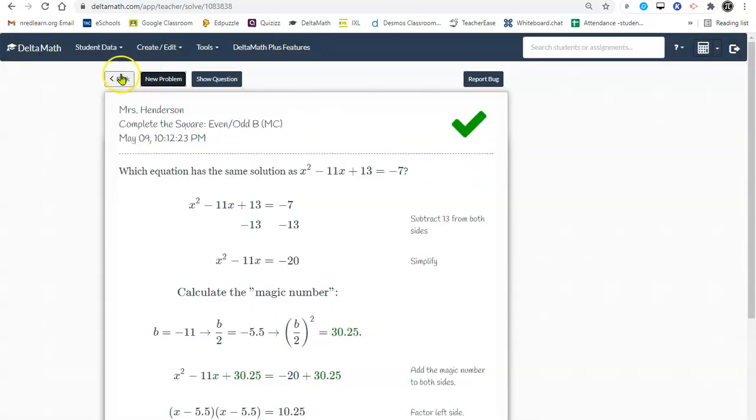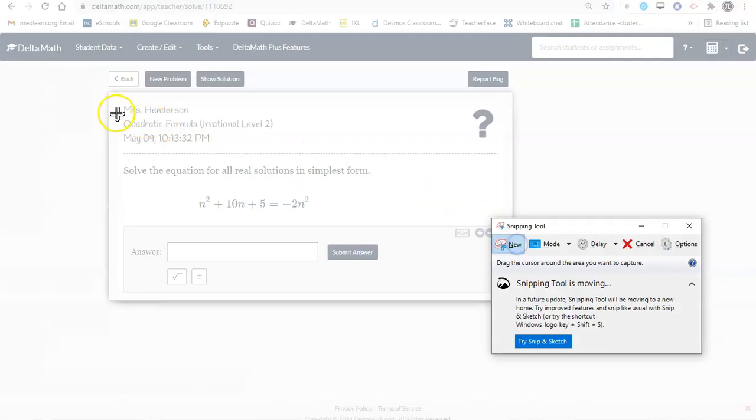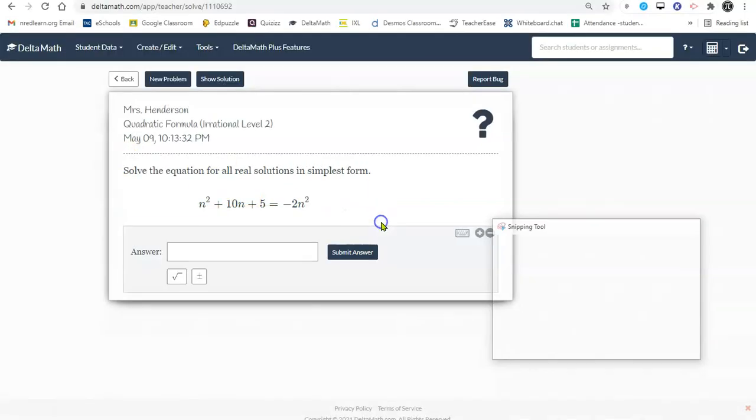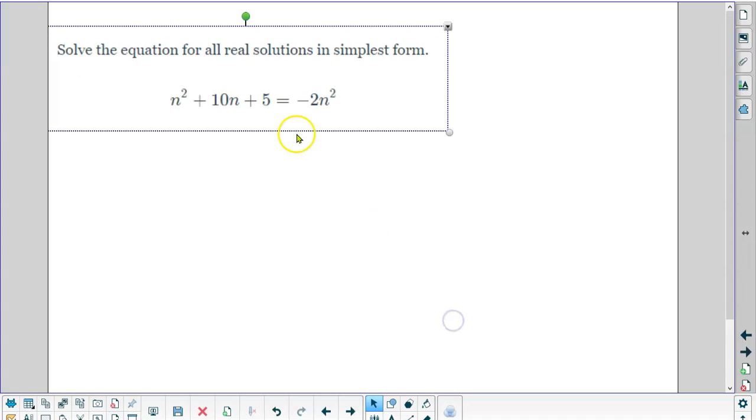All right, let's take a look at the second topic. Second topic is using the quadratic formula with irrational values. And this one says real solutions in simplest form. So that means they're going to want me to leave my radical signs. Let's see what we got here. This one seems a little involved. So instead of using this wacky marker, I'm going to take a screenshot here. And let's put it right here.